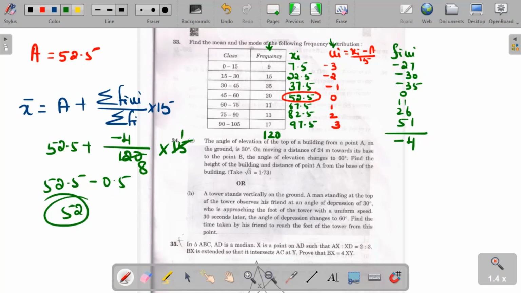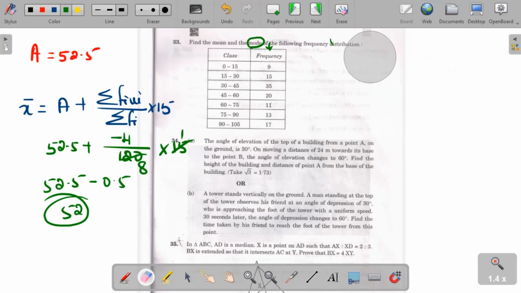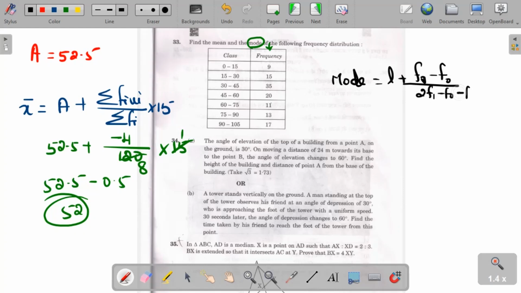Now the second part of the question was the mode calculation. Mode doesn't require all this, so I'm just removing this part. Let's directly substitute the values in the formula. So mode is equal to L plus (f1 minus f0) divided by (2 f1 minus f0 minus f2), into h. So let's start by finding the lower limit.